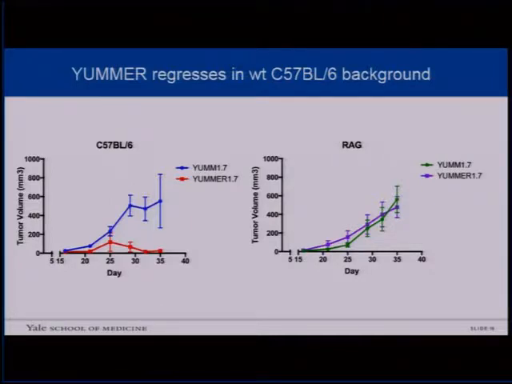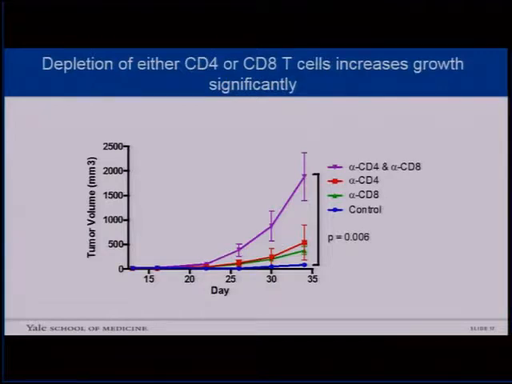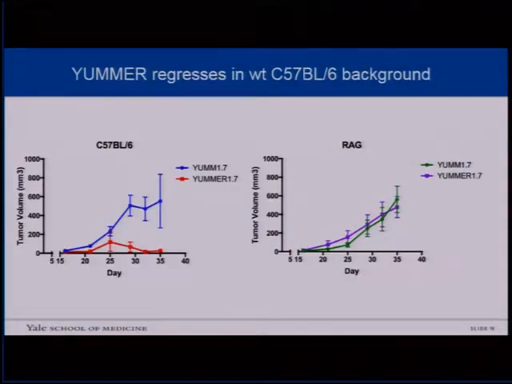And so in a C57 black 6 host, the parental line grows out, but the mutagenized line grows for a little while and then is spontaneously rejected when 100,000 cells are injected as a starting injection volume. In immunodeficient RAG mice, both tumors grow out at similar rates. And I think this illustrates a couple of principles that had been noted before, but aren't generally appreciated now. The reason for doing the RAG experiment is that it's typically a control experiment for whether or not the immune background makes a difference for whether the tumor grows or not.